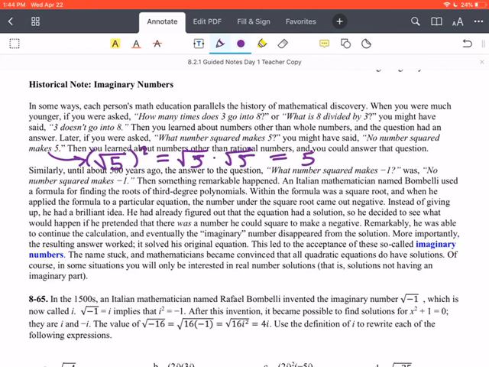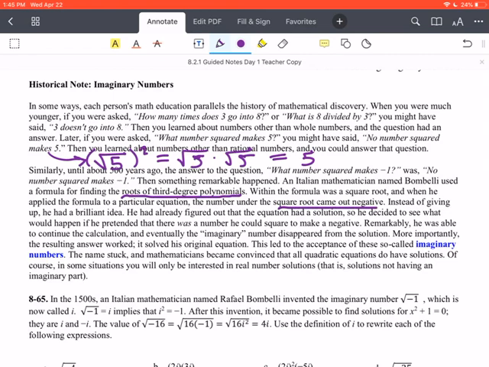Then something remarkable happened. An Italian mathematician named Bombelli used a formula for finding roots of third-degree polynomials. Okay, that's something we studied in section 1 of chapter 8. X-intercepts of third-degree polynomials, meaning that there's 3 factors or repeated roots. Within the formula, there was a square root. And when he applied the formula to a particular equation, the number under the square root came out negative. And we know that's no good. We just saw it on the first page. Instead of giving up, he had a brilliant idea.